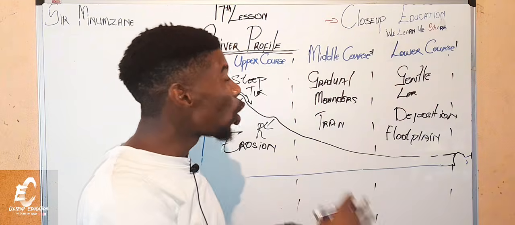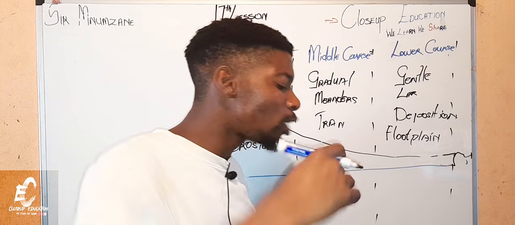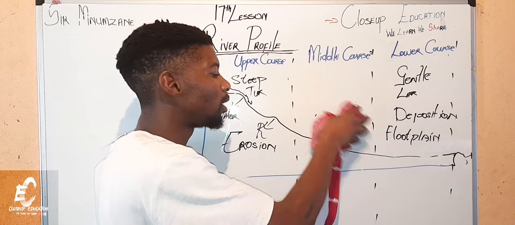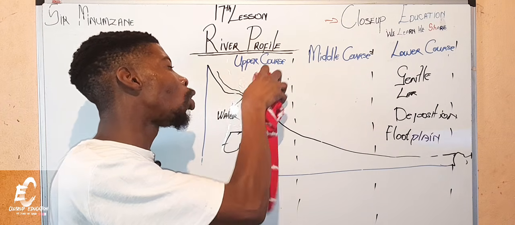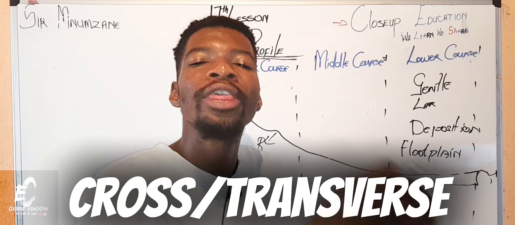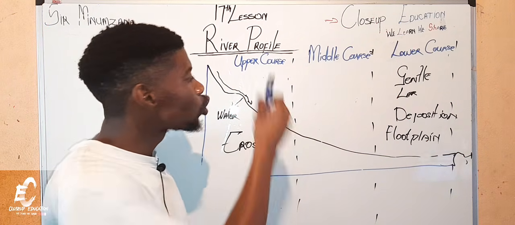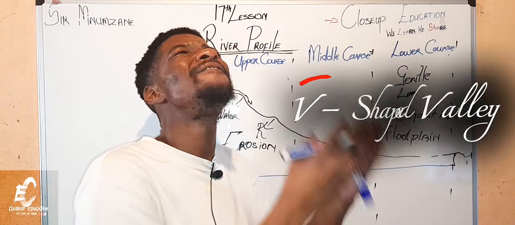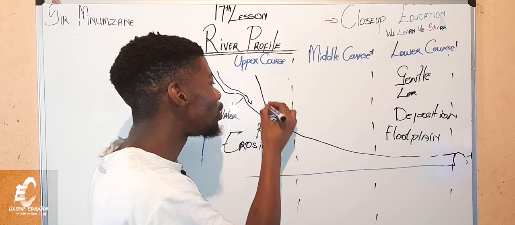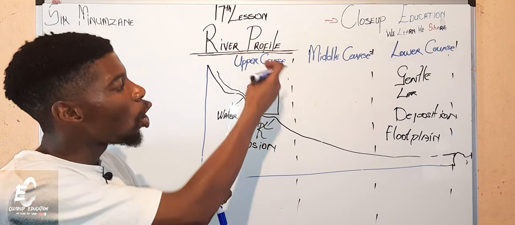Now I know you have taken some screenshots here. Make sure that you start doing that, because I'm about to wipe our middle course and our upper course. Why am I doing so? So that we can understand the transverse or cross profile on the upper course, middle course, and lower course. On the upper course, we have what we call a V-shaped valley. This is a cross-section on the upper course, guys.